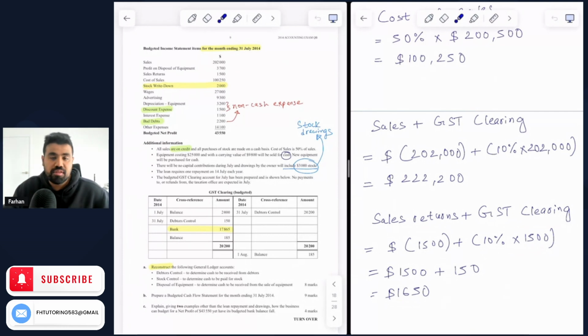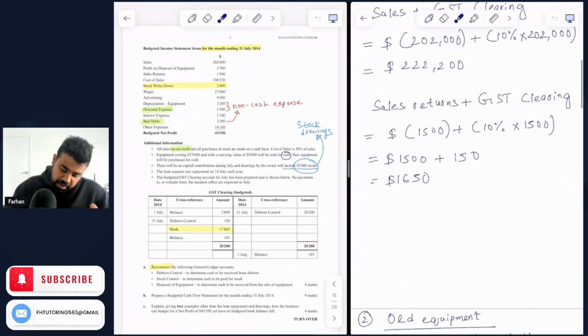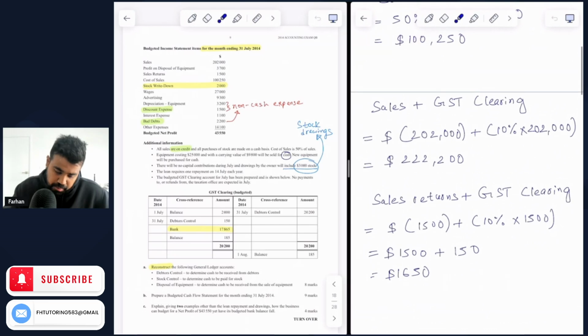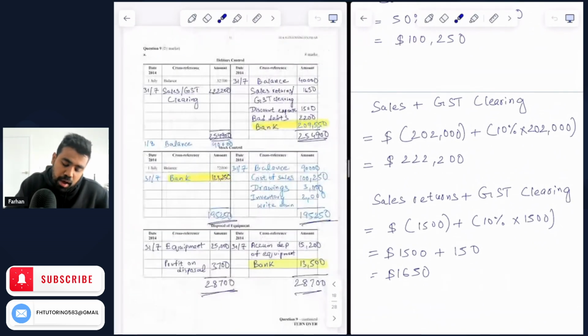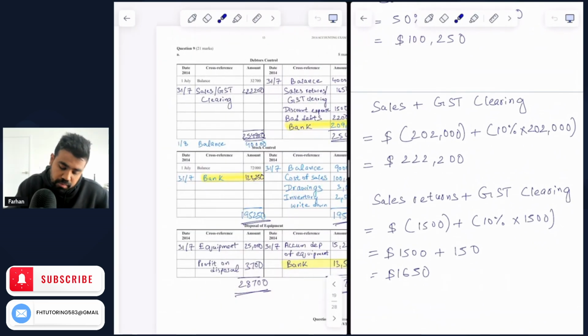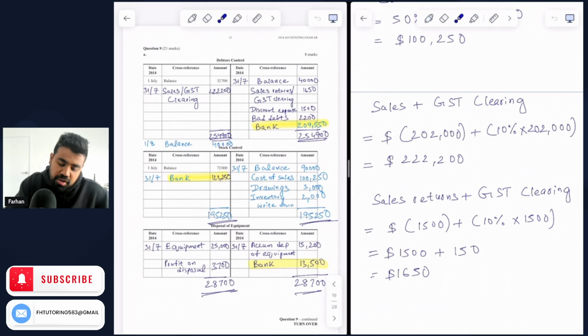Because both of these amounts could be used for calculating the net amount that we expect to receive from our debtors or accounts receivable. So let me take you to the accounts receivable ledger account outline. As you can see, it's mentioned debtors control, which is the same as accounts receivable.